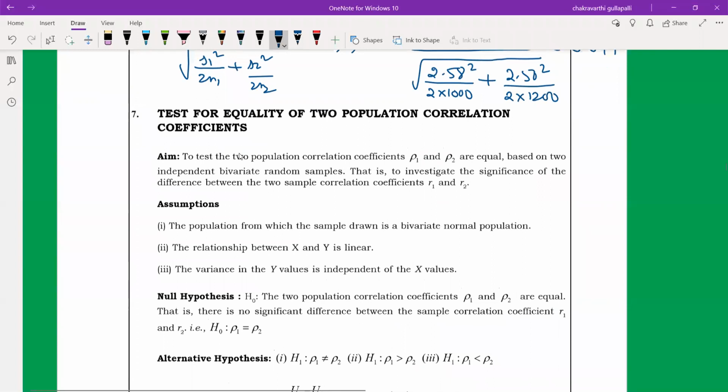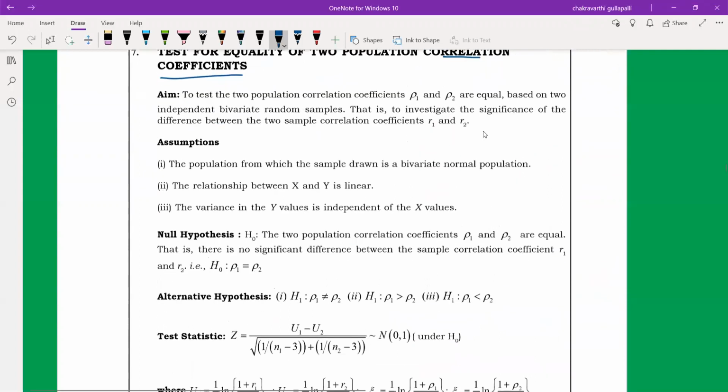Now, test for equality of two population correlation coefficients. This is the last test of the sample tests. What is the aim here? To test whether the two population correlation coefficients ρ1 and ρ2 are equal, based on two independent bivariate random samples, that is, to investigate the significance of the difference between two sample correlation coefficients R1 and R2. Assumption: the population from which the sample is drawn is a bivariate normal population. The relationship between X and Y is linear.